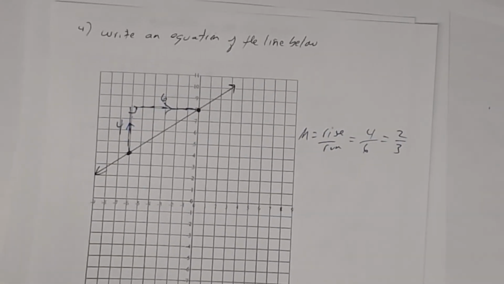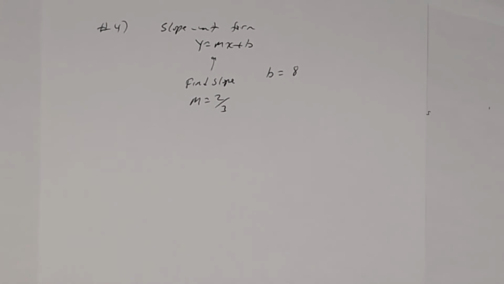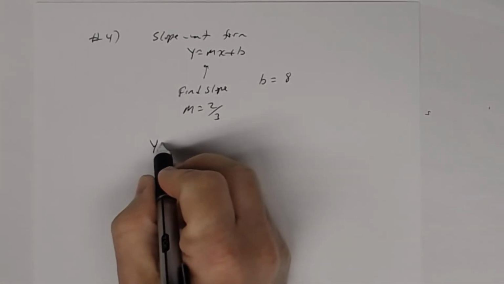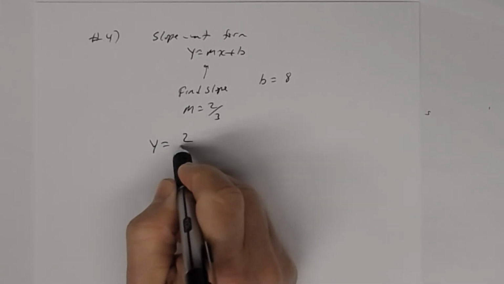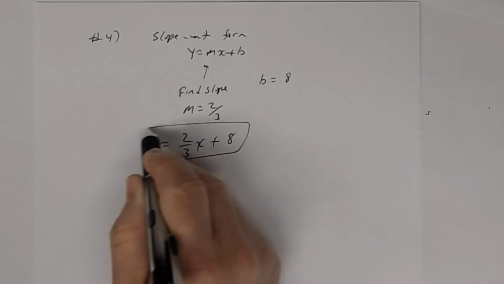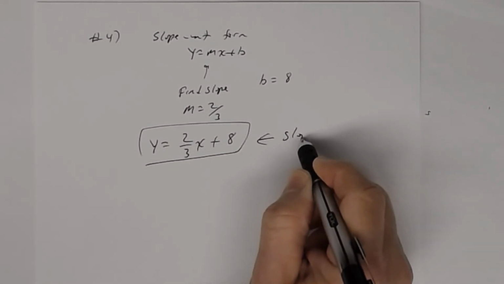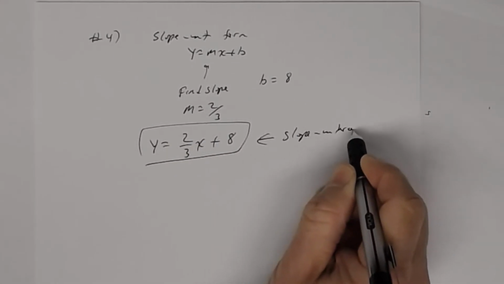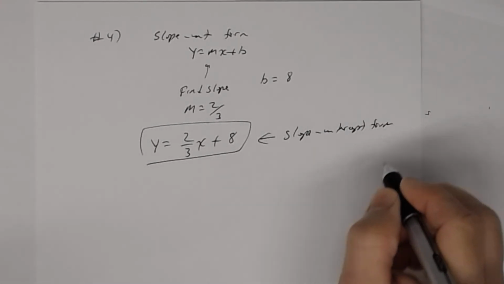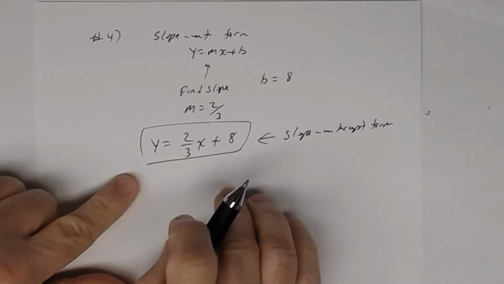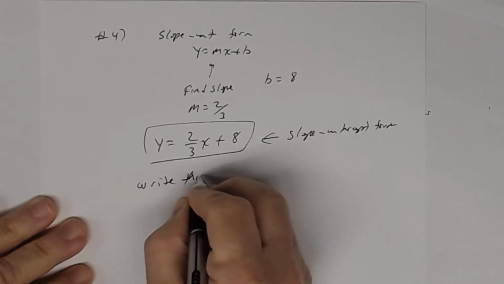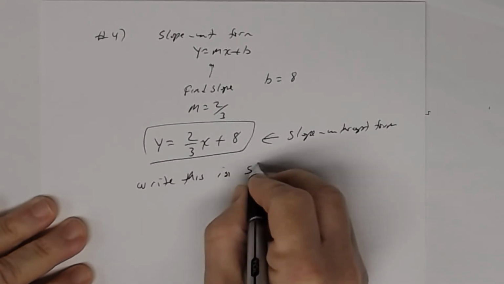All right, so I found the slope, and now I know the answer in slope-intercept form. So remember, slope-intercept form, y equals the slope, which is 2/3, times x plus b, which is 8. So there's the answer in slope-intercept form. All right, now let's go ahead and talk about how to rewrite this in standard form. Now write this in standard form.